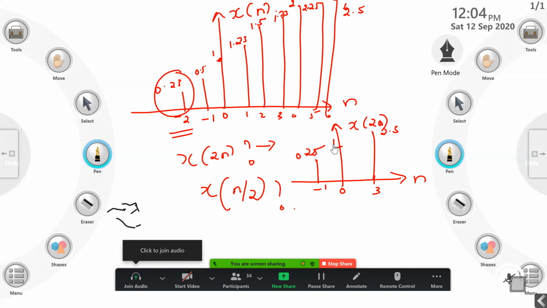And what about the signal at 1? It will be 1.5, isn't it? Because at 2 here you are having 1.5. After compressing, this signal will come to 1. So at 1 you are having 1.5. Then what about 2? At 2 what you will have? Whatever the signal that you are plotting at 4, that is nothing but 2.25.